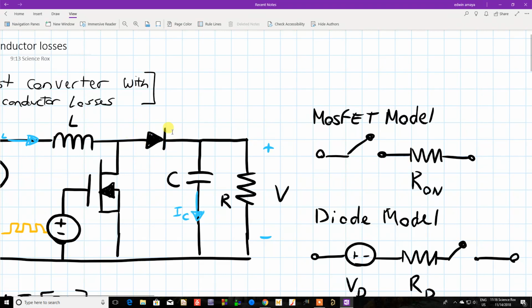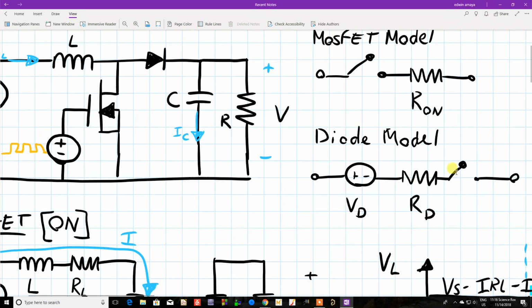The diode has a voltage drop across it, which tends to be 0.5, 0.6, even down to 0.1 for Schottky diodes. It depends on the diode. So we're going to model the diode as basically a little voltage source or voltage drop with a resistance, because if it's dropping voltage, that means there's a resistance across it. So it's a voltage drop with a resistance. And since the diode does turn on and off within our circuit, we also have to model it as a switch.